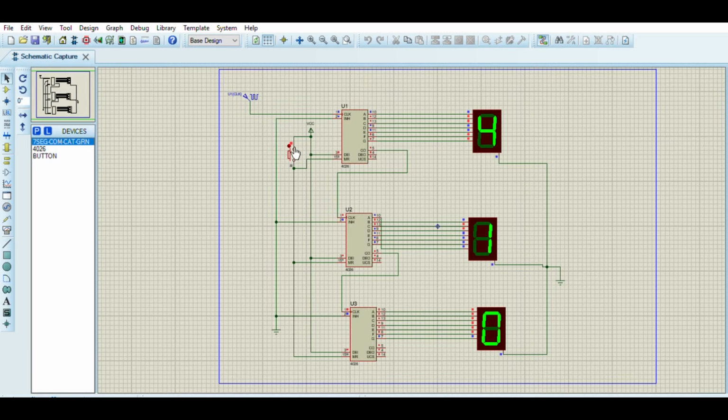Here, this is a reset button to reset the whole program. If we want to count fast, then we need to give more frequency. Now it will count faster than before.